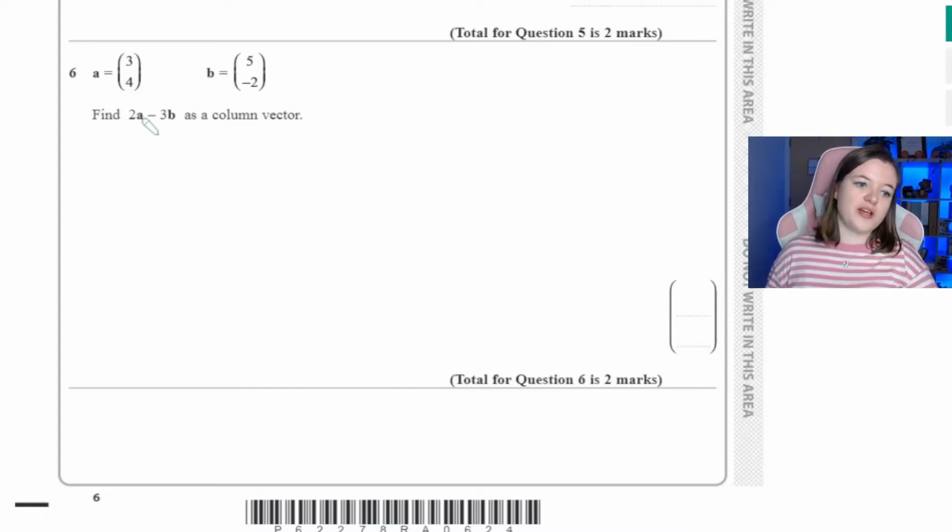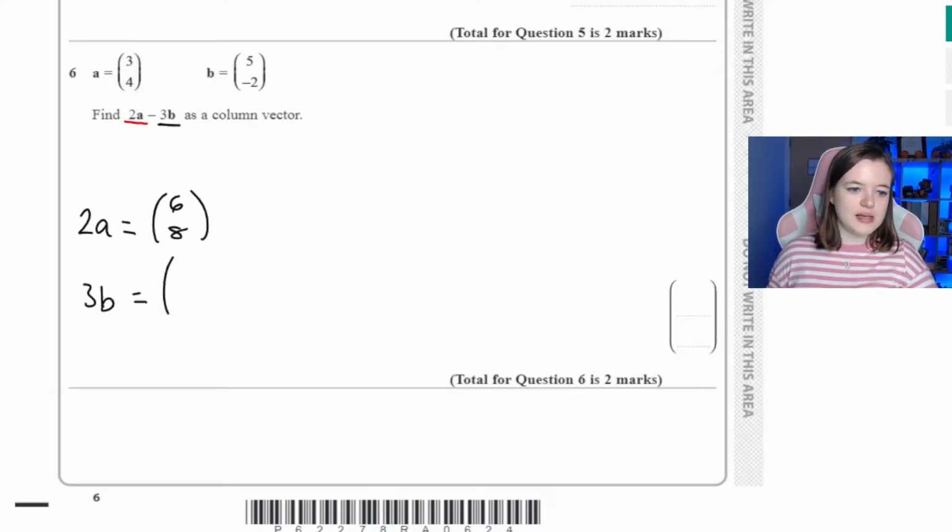So what we do first is, we need to do 2 times A. So I'm going to do that, just times both of these numbers by 2, all you need to do. So 2A is going to be 6 over 8, just times top and bottom by 2. And then B, I need to do 3B, so 3B is 15 over minus 6, just times top and bottom by 3.